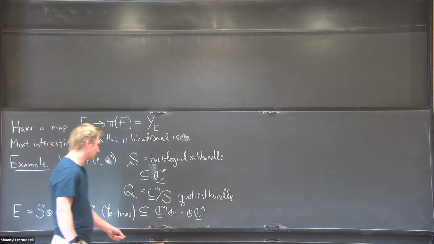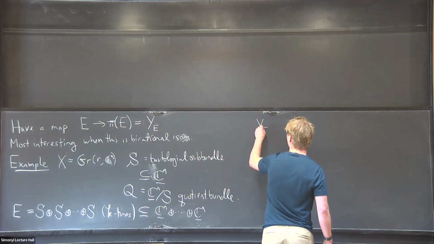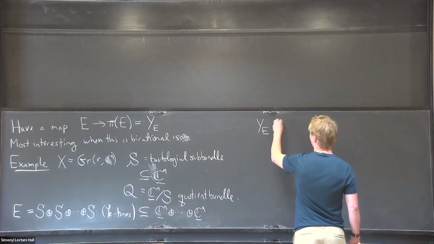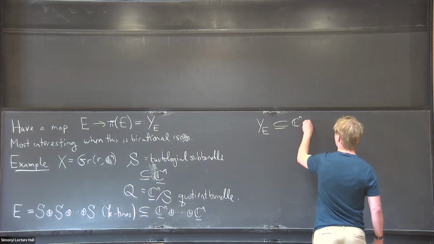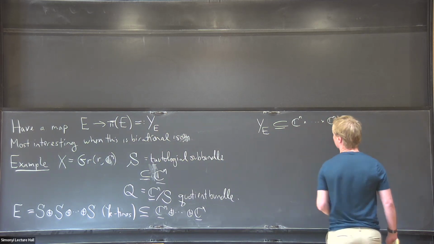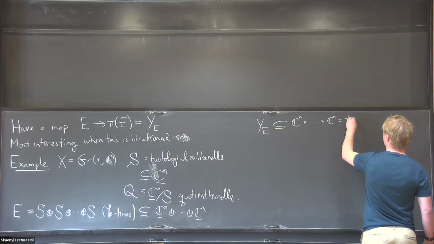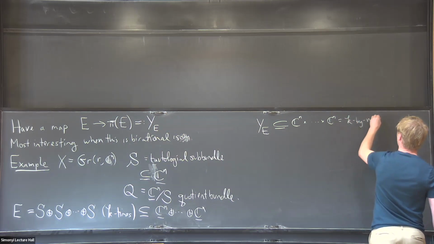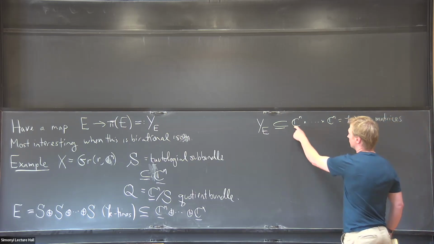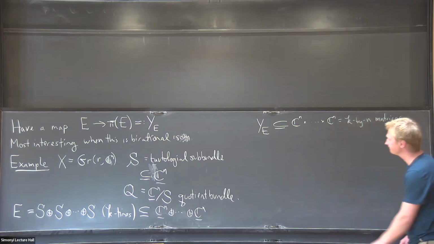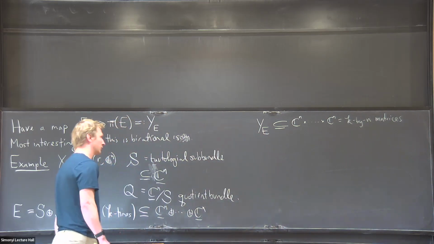So when I look at Y sub E, this is now going to be some affine subvariety of C^n cross C^n, and I want to think of this as the space of K by n matrices. Okay. So each of these is a row of that matrix. So what is the collapsed variety?